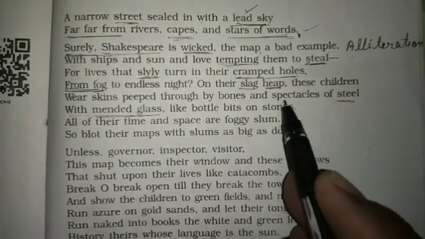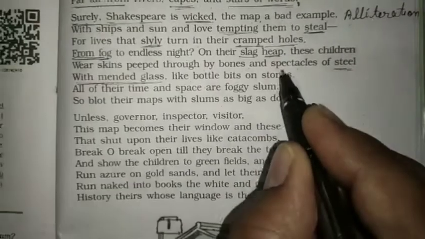And they also put on spectacles made of steel frame. Now see the words "with mended glass." They are using glass that is mended, second-hand glass used by someone else earlier. When they put on spectacles of steel with mended glass, it means their eyesight also suffers. They are suffering from poor eyesight. It is not a fashion, but it's due to malnutrition, not having proper nutrition. They have a deficiency of vitamin A. That's why they are suffering from poor eyesight.